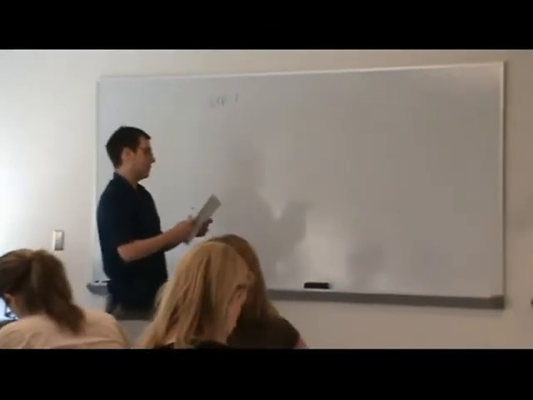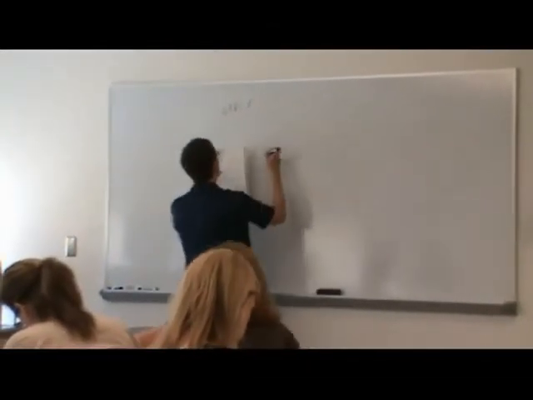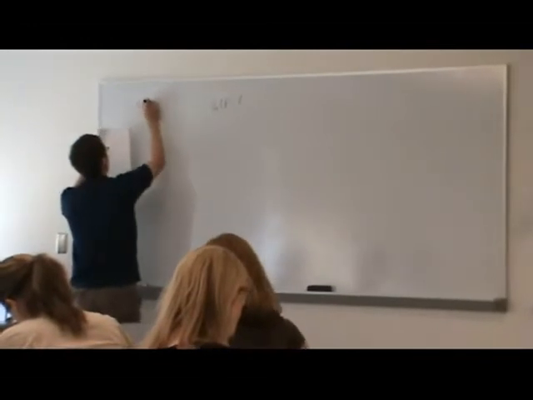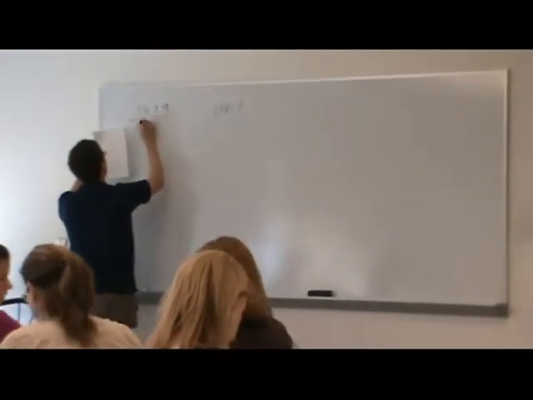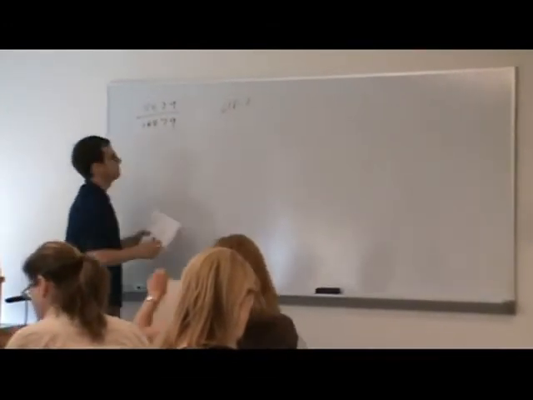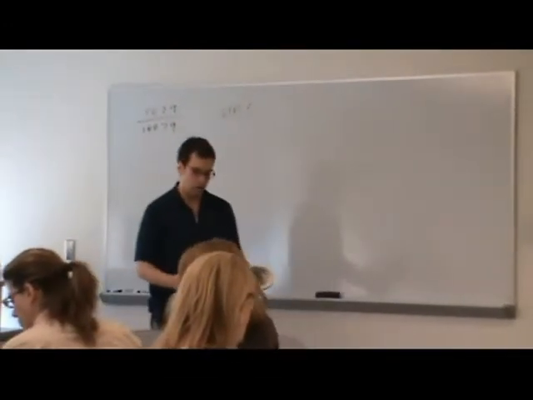It says, use Euclid's algorithm to reduce the fraction. The numerator is 5,829. The denominator is 18,879. This is, sorry, page 143.